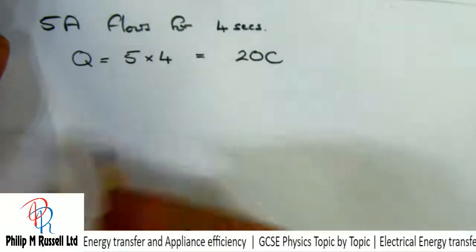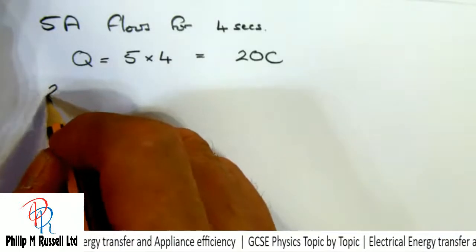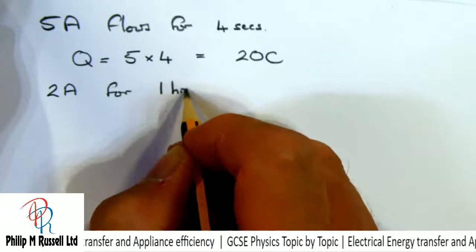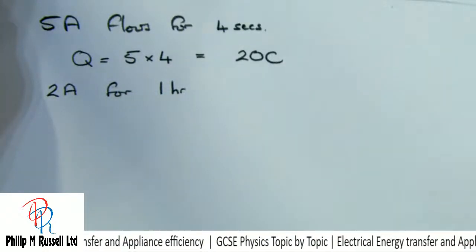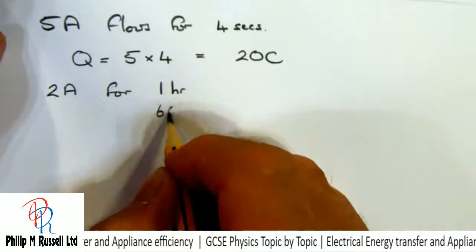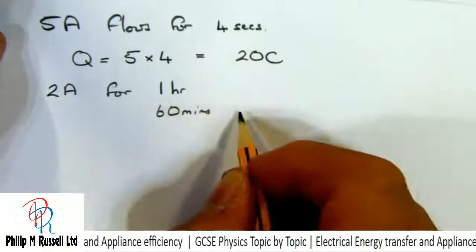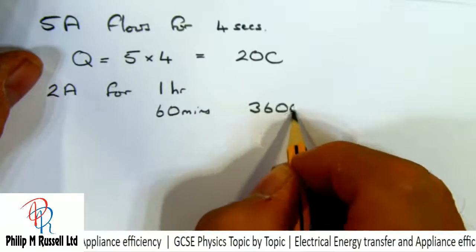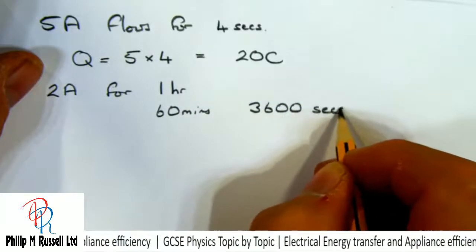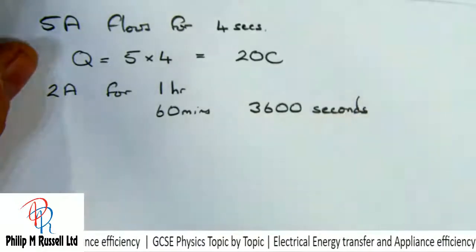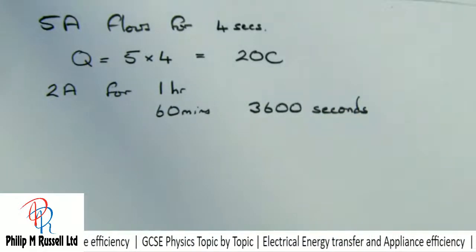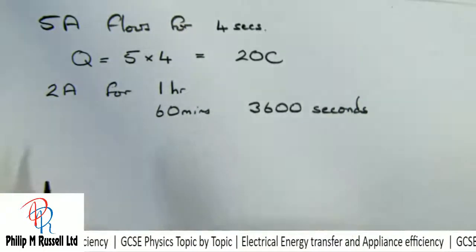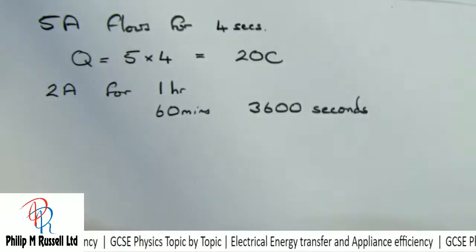What would happen if we ran 2 amps for 1 hour? Well, 1 hour is going to be 60 minutes, and that's going to be 3,600 seconds. Sad state of affairs when I don't actually have to work that out, that I can just remember that fact.